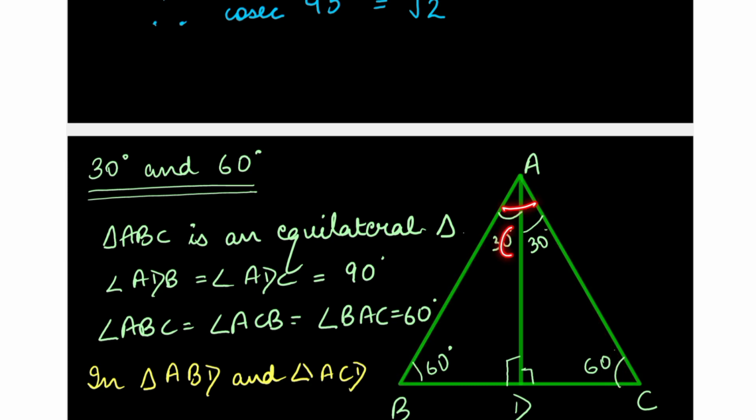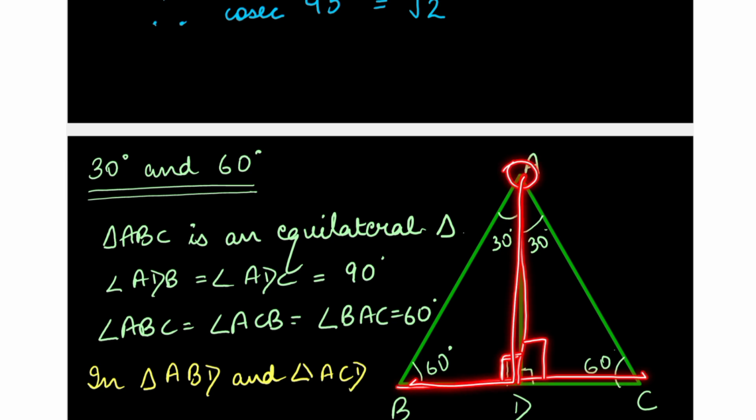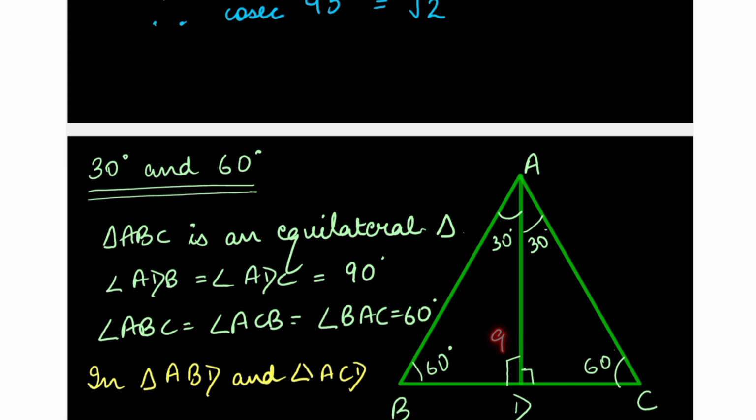all are 60 degrees. AD is an altitude drawn from A on BC, so it intersects at 90 degrees. So angle ADB and angle ADC both are 90 degrees. Now we need to find the trigonometric ratios for the angles 30 degree and 60 degree.